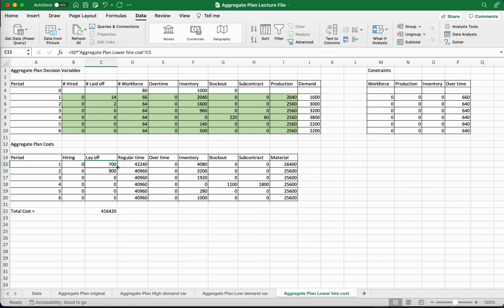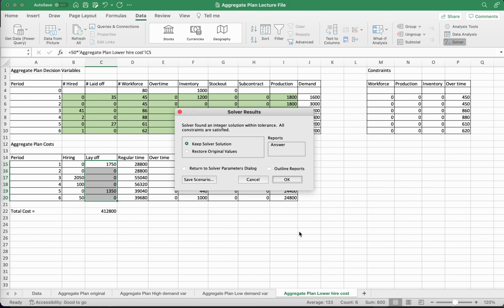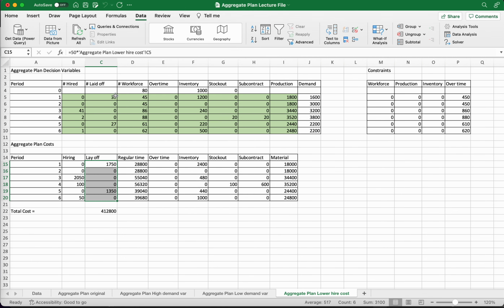It's much easier to hire and lay off people. Now you'll notice that you're doing a lot more hiring and firing. The cost of hiring is $50 and the cost of layoff is also $50, so you'll basically try to match hiring and layoff. There's only one month, the month with the highest demand, where you will have some stockout and some subcontracting, but otherwise you will be doing a lot of hiring and laying off. Of course the cost will be lower because hiring and laying off is so much cheaper.